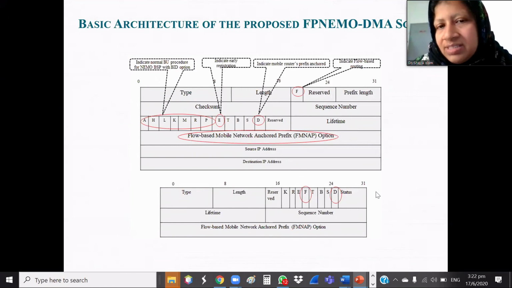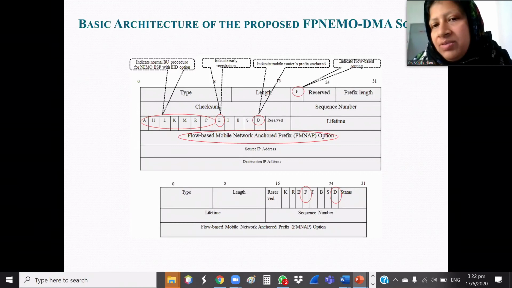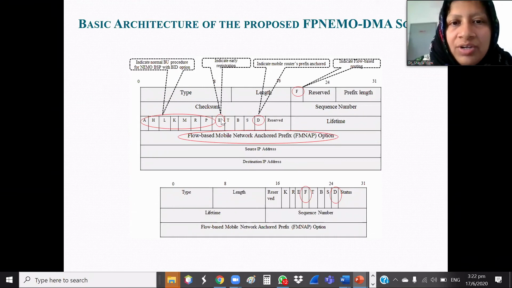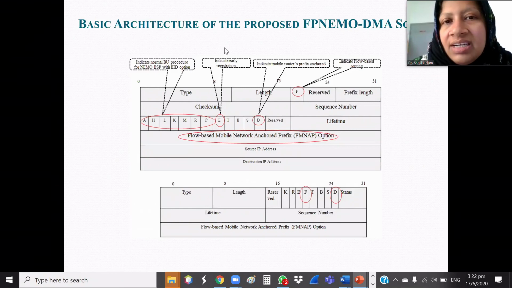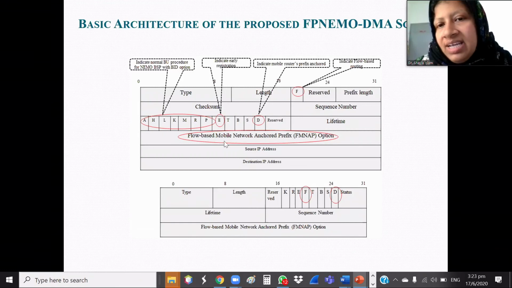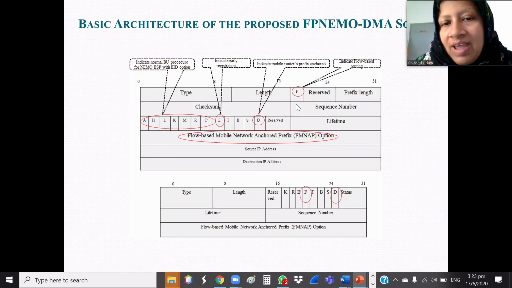Then we add one flag here, E, which basically indicates early registration. We also allocated another flag here, D, which basically indicates the mobile router's prefix and port. And F indicates that this proposed architecture supports flow mobility, meaning we are applying the logical interface, so we need to change a few bits in this flag. We have also enhanced a few things here, the flow based mobile network prefix option. These options we added with this message format. So this is the enhancement here.